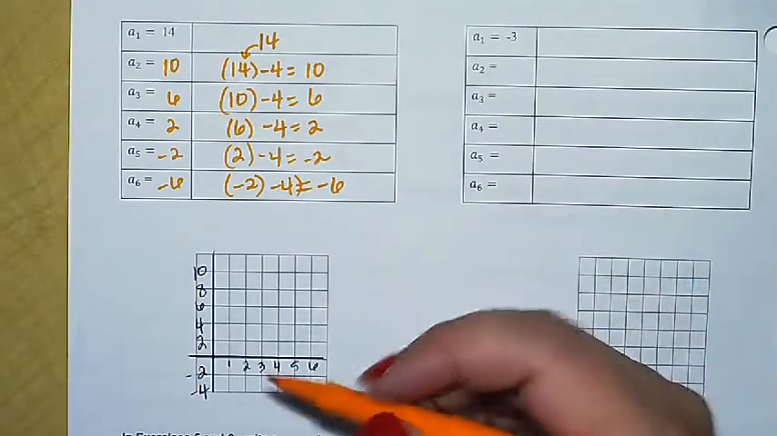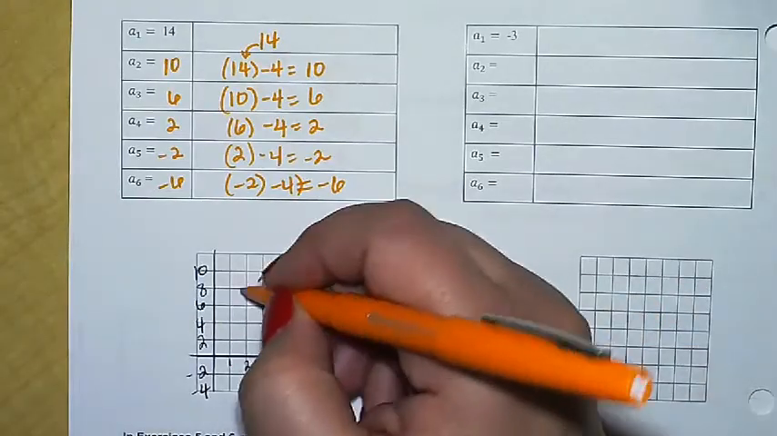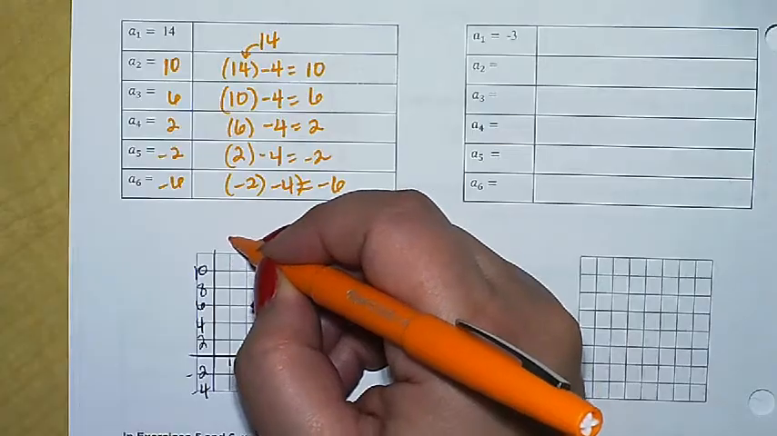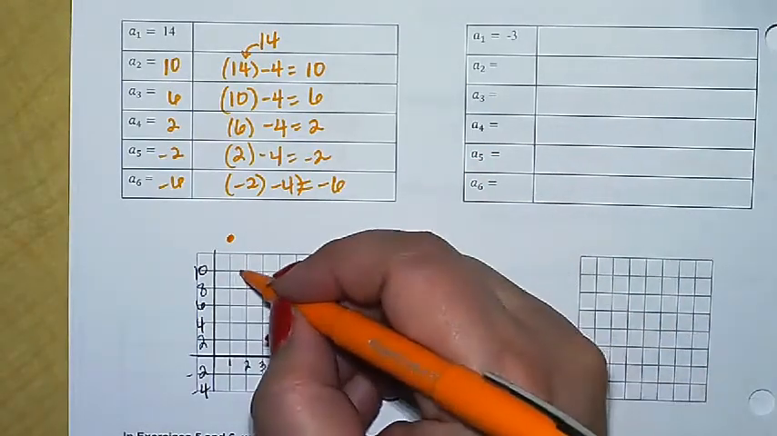Okay, so we have our grid here, and we know that the first term was 14, so a couple of these might fall off just a tiny bit, and that is okay. So 14 would be 12, 14 right about up here. And then the next term was a 10.